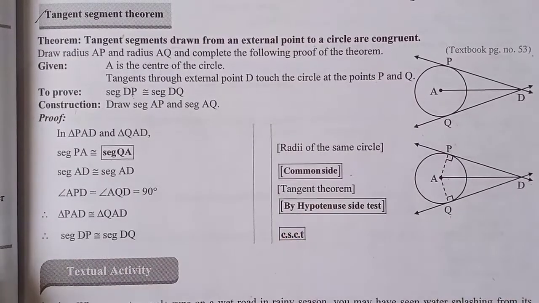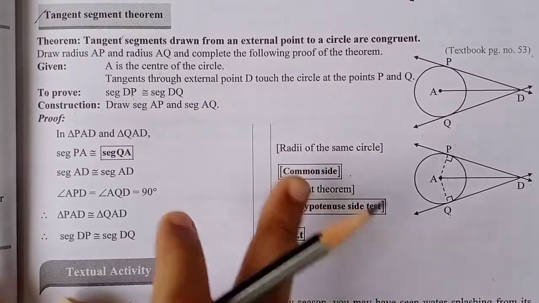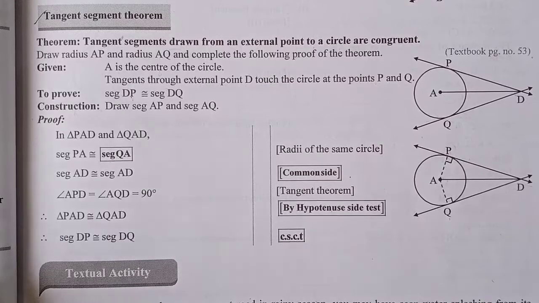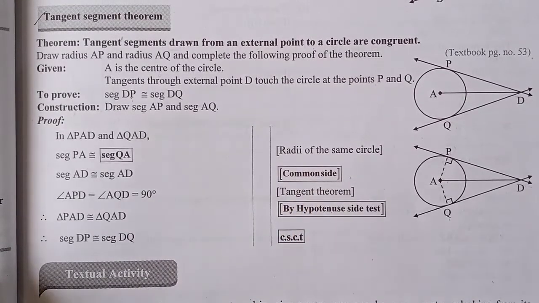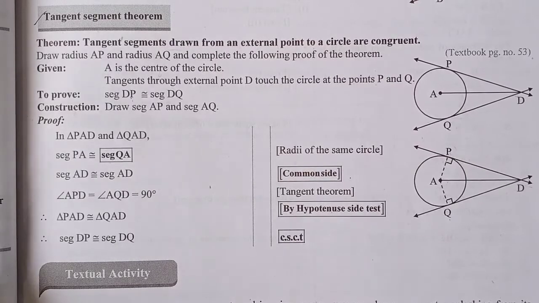So the proof is simple, students. You just have to understand the concept so that you will understand the proof for the tangent segment theorem. But for that you should first understand the tangent theorem. That's why I have told you all these theorems are interdependent. So don't skip any theorem. You have to understand what the theorem says. Are you getting me, class? So don't skip anything from this chapter. Learn by heart the statements of each theorem.